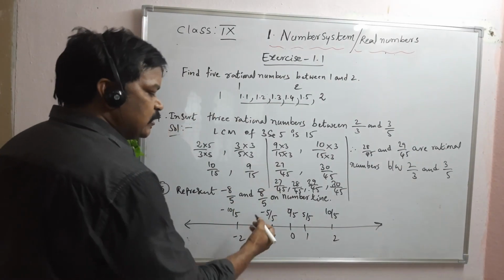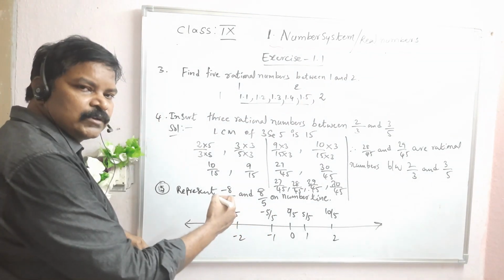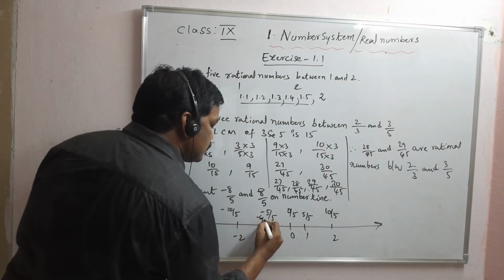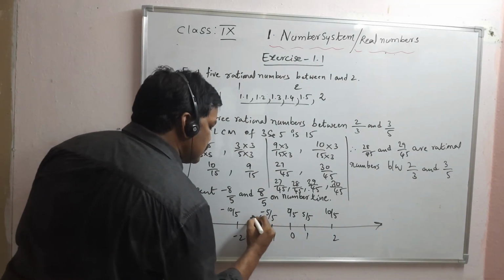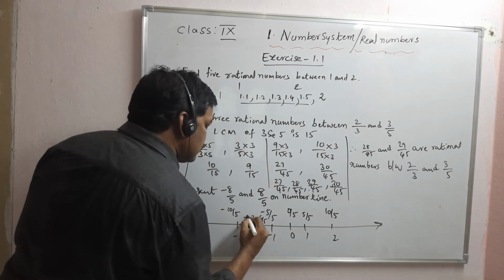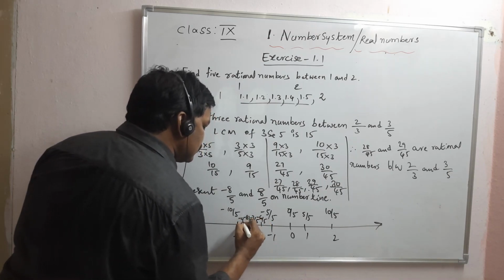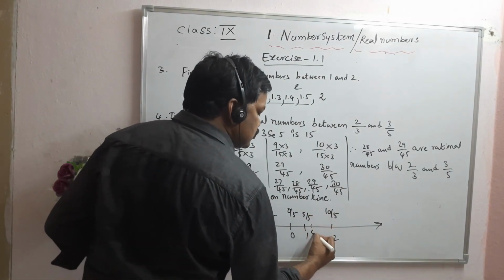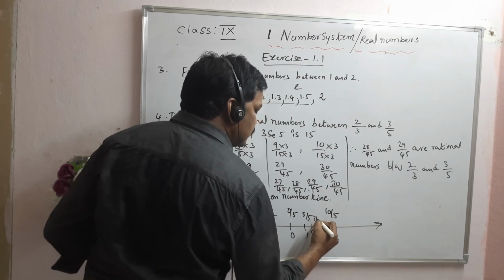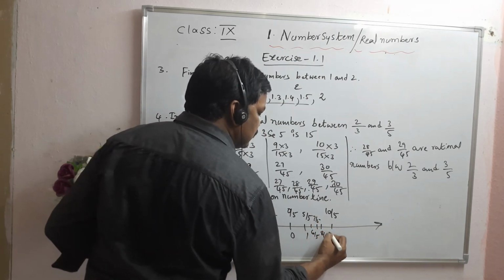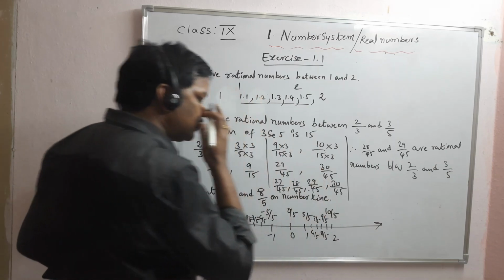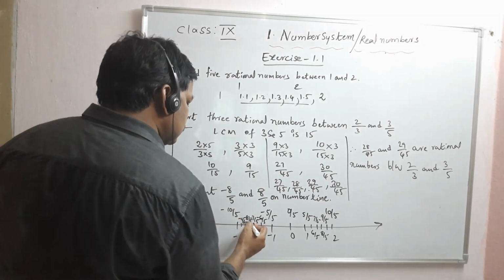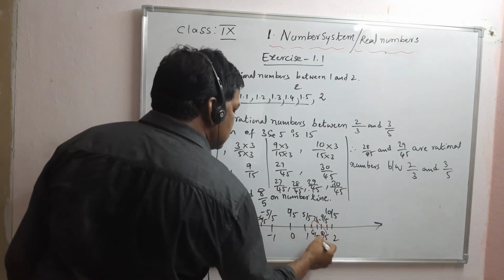So children, look here, what are the numbers between minus 5 and minus 10? That is minus 6 by 5, minus 7 by 5, minus 8 by 5, minus 9 by 5. Here also same, after 5 by 5 comes 6 by 5, 7 by 5, 8 by 5, and the other number is 9 by 5. So now we represent these numbers on the number line. So this is minus 8 by 5, and here this is plus 8 by 5.